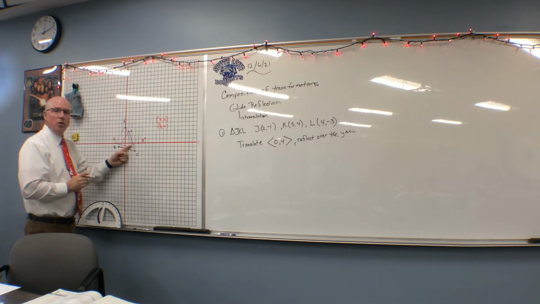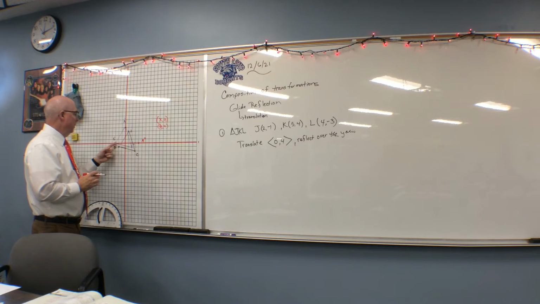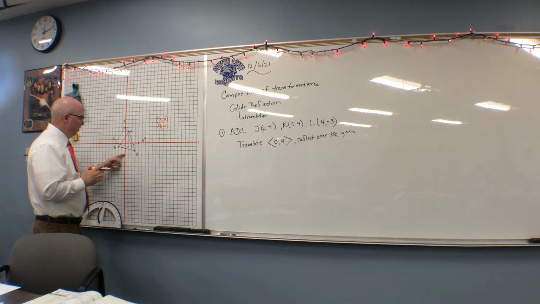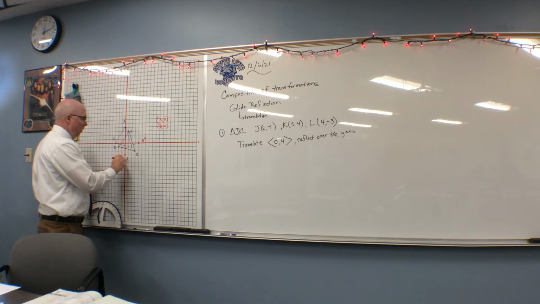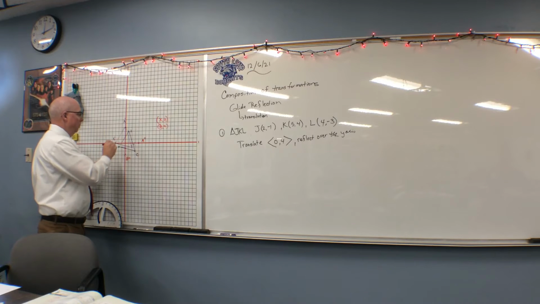Remember I'm using my primes because it's a glide reflection. So I have B prime at -3, 0. I switch those around, I go 0 and -3. And then the third one is C prime, and it's 2, -1. So I'm going to go -1, 2.